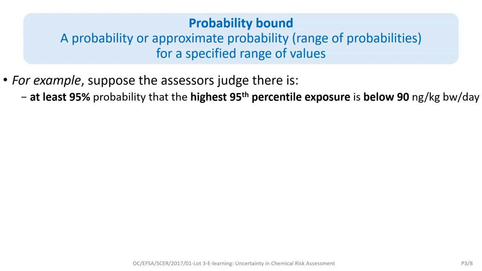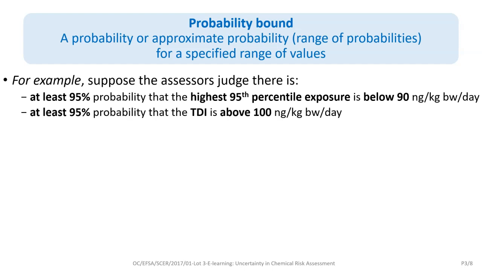It says the assessors are 95% certain that the actual 95th percentile exposure is below 90 nanograms per kilogram body weight per day. Suppose also that the toxicologists judge there is at least 95% probability that the TDI is above 100 nanograms per kilogram body weight per day, taking into account all identified uncertainties affecting the hazard assessment. This is a probability bound for hazard.